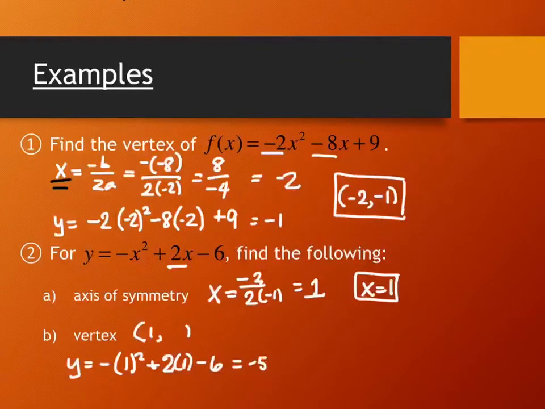So the y value of the vertex would be negative 5. So that's my vertex.